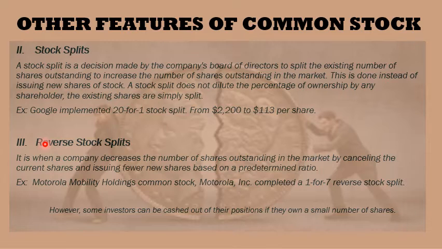So that's for the stock split. The other feature is reverse stock split. Of course, it is just the opposite of stock split. So if stock split is to multiply or to increase the number of shares outstanding in the market, reverse stock split decreases the number of shares outstanding in the market by canceling the current shares and issuing fewer new shares based on a predetermined ratio.